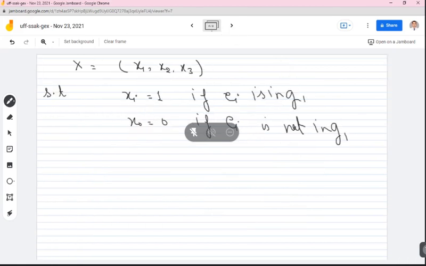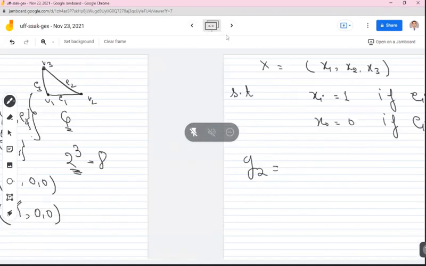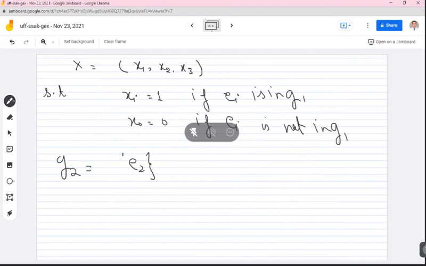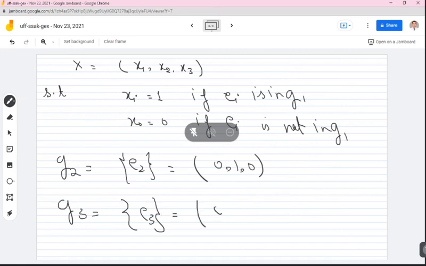For the G2 graph, how many edges are in this graph? Only E2, and this can be represented as the ordered pair, meaning the triplet, 0, 1, 0. G3 also can be written as E3, and it is nothing but 0, 0, 1. Okay, so we can write G1 in this form or like in this form. Okay, G3 is in this form or like in this form.